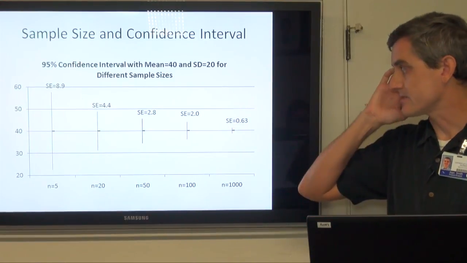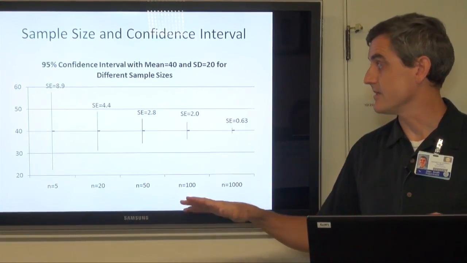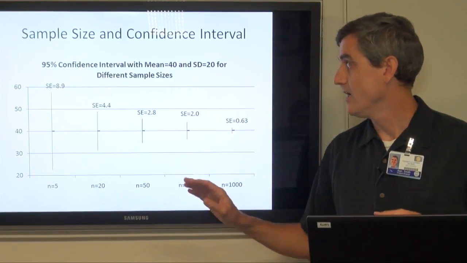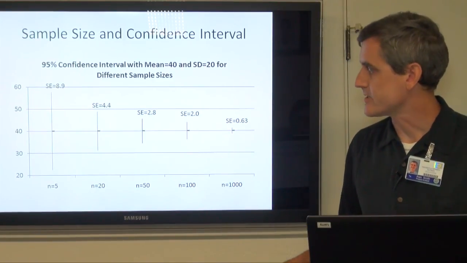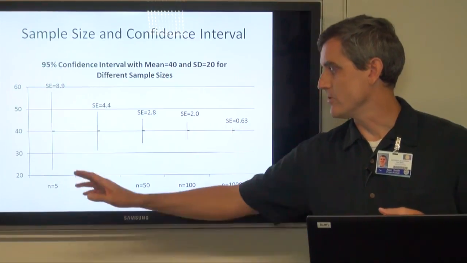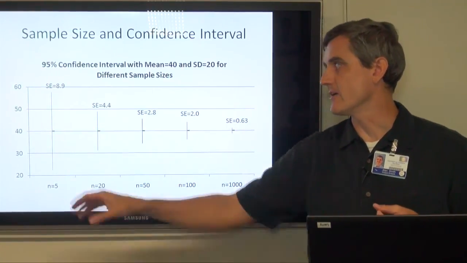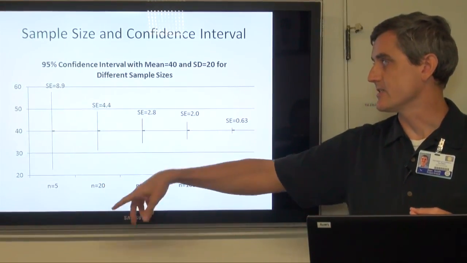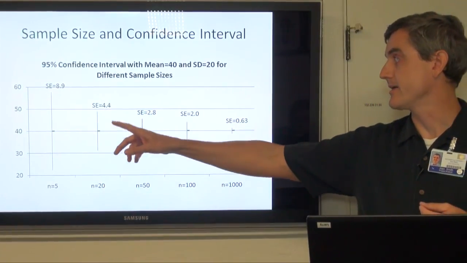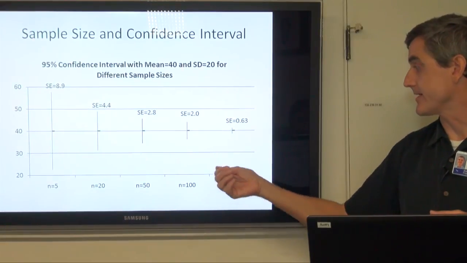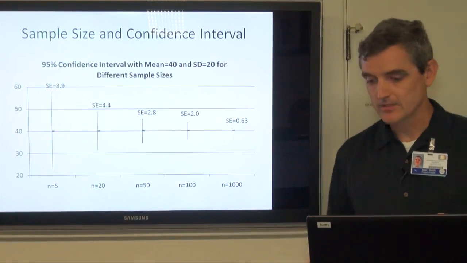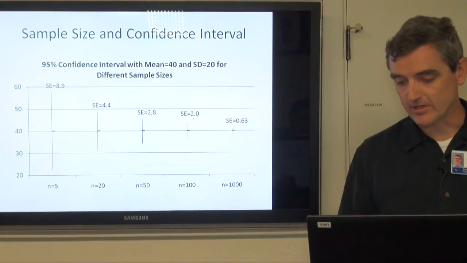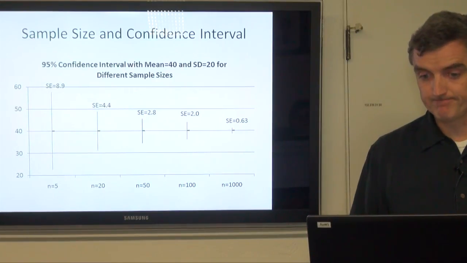So say same type of setup that we had before, the mean of 40, standard deviation of 20, only now we're just doing the 95% confidence interval. If we have only 5, we get a very wide confidence interval covering about 18 units in either direction, and you see that dropping dramatically as you get larger and larger. So when you get a large sample size, you're very confident in your results.